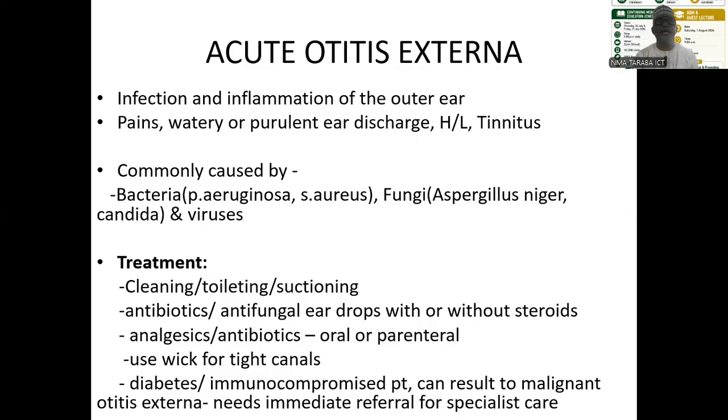So, as I've mentioned earlier, acute otitis externa is infection and inflammation of the outer ear, starting from the pinna to the external auditory canal, and they usually present with pains, watery or purulent ear discharge, hearing loss, and sometimes tinnitus. The common causes are usually bacteria, fungi, and viruses. The treatment is mainly cleaning and toileting or suctioning the ear canal if it is still open. As we've seen earlier in the picture, you need to clean that ear, suck the external auditory canal, or toilet the external auditory canal. Then you can follow them up with antibiotics or antifungal depending on the cause.